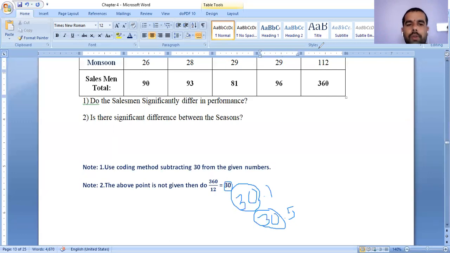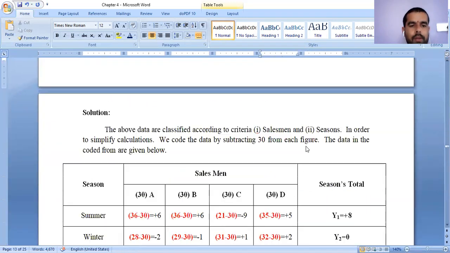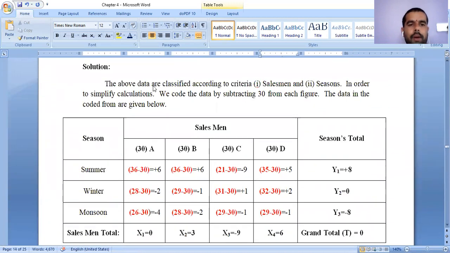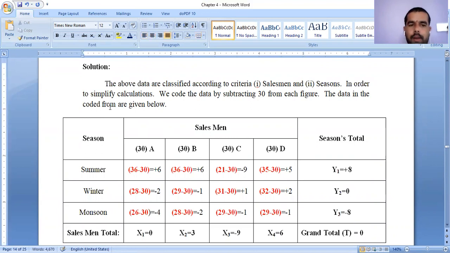So observe the solution carefully. The above data are classified according to two criteria, salesmen and seasons. In order to simplify calculations, we code the data by subtracting 30 from each figure. The data in coded form is given below. Observe carefully, students.